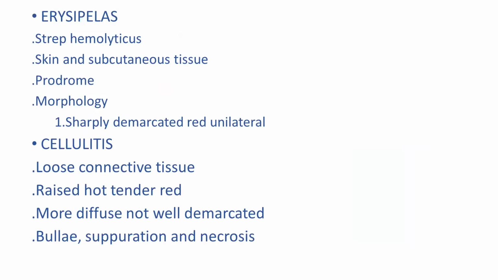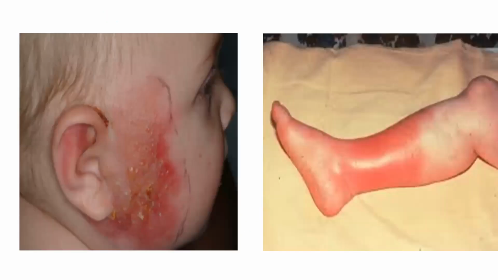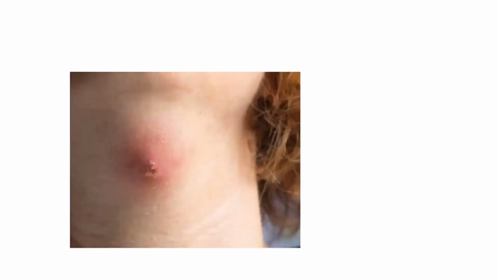Erysipelas, caused by Streptococcus hemolyticus. It is an infection of the skin and subcutaneous tissue with some prodrome and a sharply demarcated red unilateral morphology. Cellulitis is often mistaken for erysipelas, but cellulitis is basically inflammation of the loose connective tissue, and the margins are more diffuse, not well demarcated. Red, raised, hot, tender lesion; bullae, suppuration, and necrosis may be present. On our left is erysipelas and on our right is cellulitis.